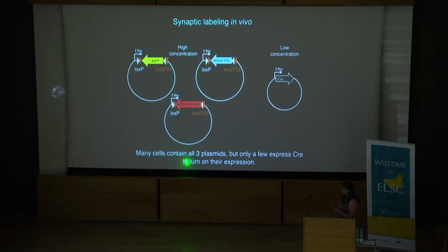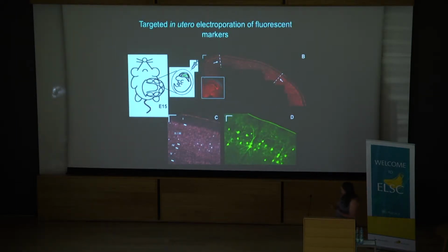So many cells will contain all the plasmids, but only a few will express the Cre, and we'll get the sparse labeling that we need for imaging. And these plasmids are electroporated in utero into the ventricle at E15, which is when the layer 2-3 pyramidal neurons are being born at the ventricle.